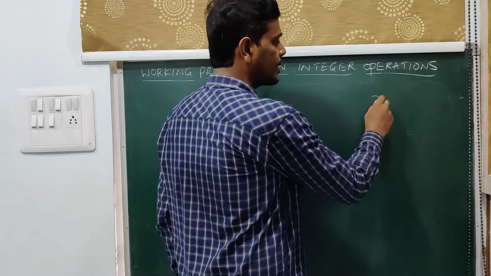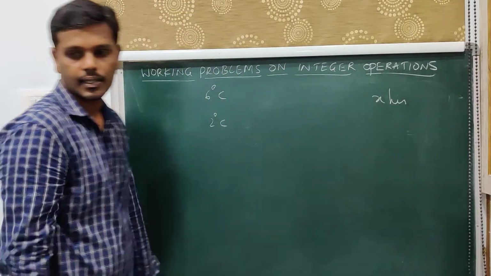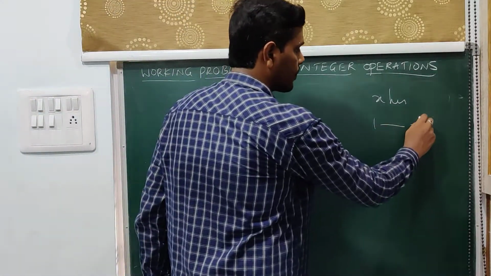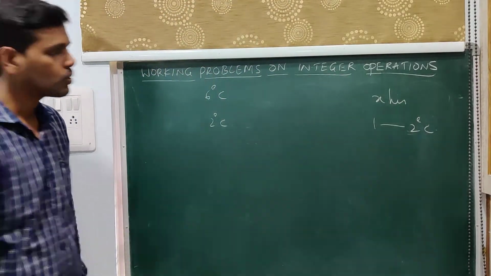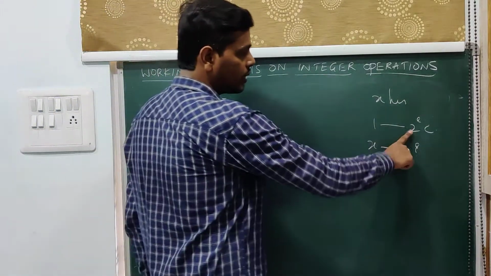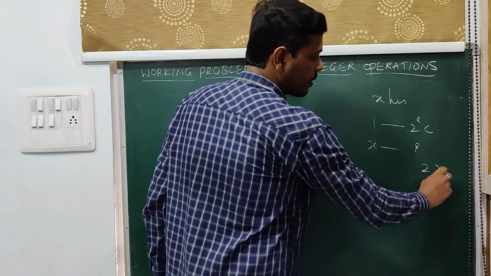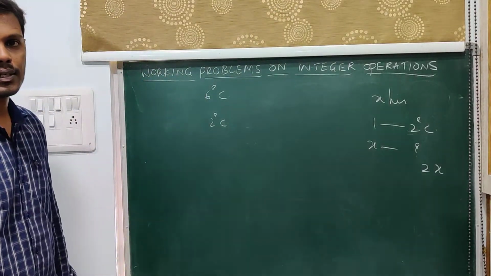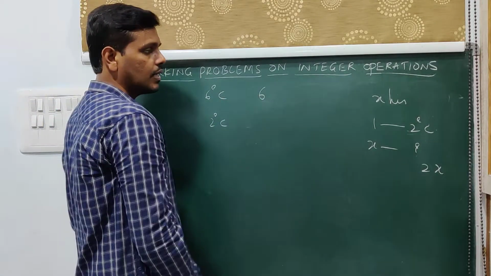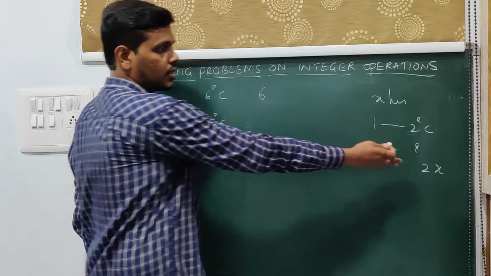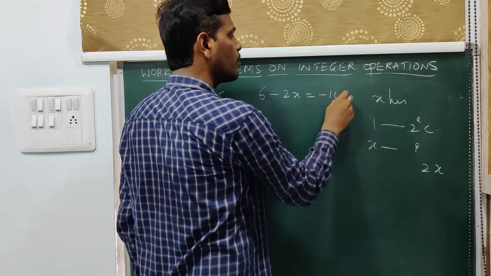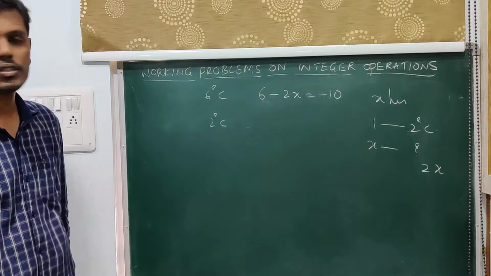Let us say that in x hours the temperature becomes minus 10 degrees. In 1 hour 2 degrees is being reduced. So in x hours how much temperature is being reduced? 1 hour 2 degrees, x hours it will be 2x. That is the temperature that is being reduced. So the initial temperature is 6 degrees. Now in x hours the temperature reduced is 2x degrees. So 6 minus 2x is the same as minus 10. Now this is a simple equation, solve that.